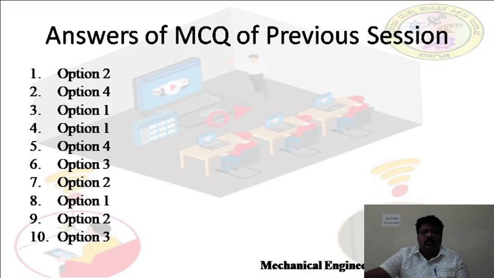And the 8th question was a true or false question: flanks in the threads connect to the crest and the roots. Is it true or false? The answer is, it is true.